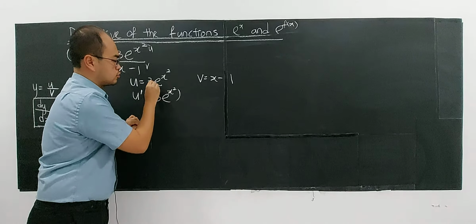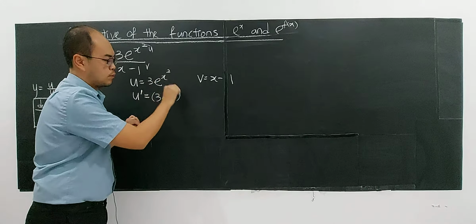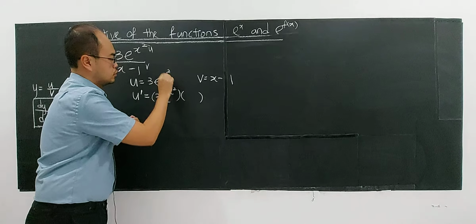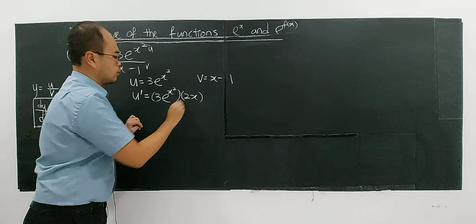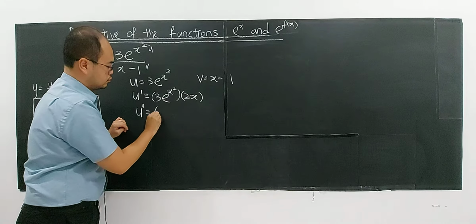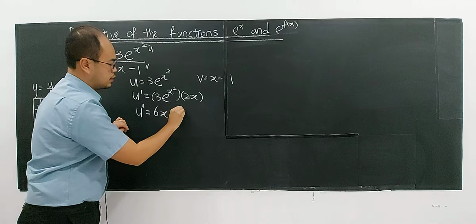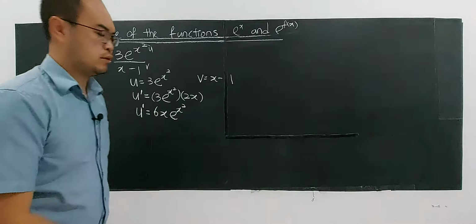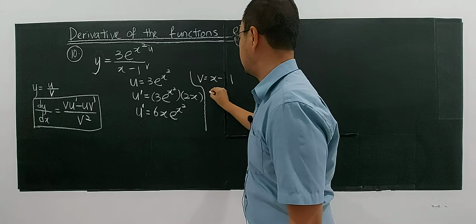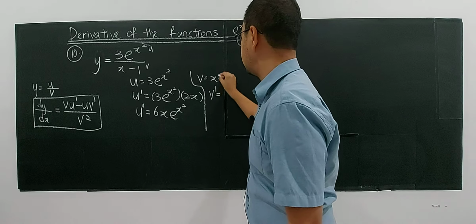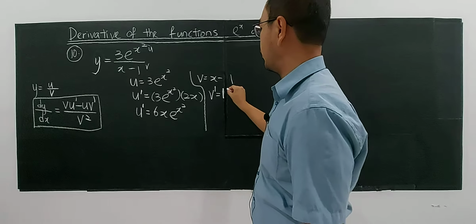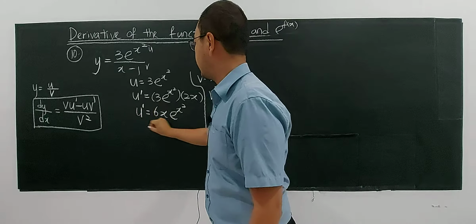Copy back means this is a 3, it's a constant, so together everything you copy back. Then you differentiate the power of this exponent. Differentiate x squared, you will have 2x. So your u prime is 3 times 2x, that is 6x e^(x²). Okay, leave it. Let's move on with v. So v prime, dv/dx, differentiate x, you have 1. Differentiate negative 1, 0.